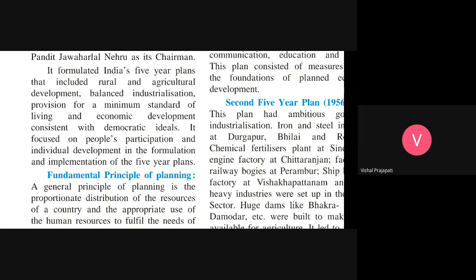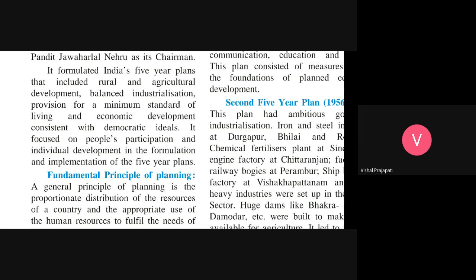They will develop individually. It means if every person in the country develops themselves, and all the different resources are provided by the government, then it is very easy for a country to be developed. But you know that everything has a dark side. It focused on people's participation, individual development in the formulation and implementation of the 5-year plan.